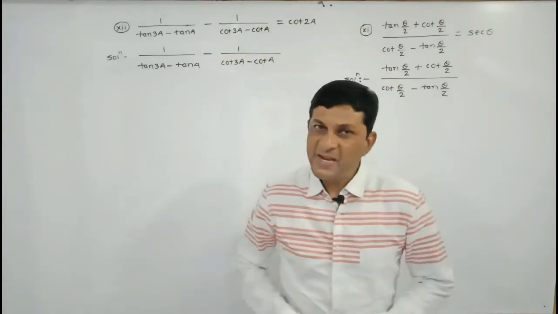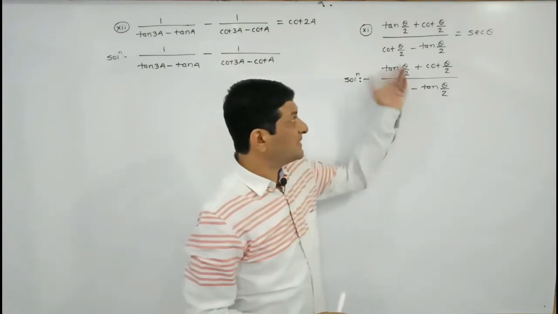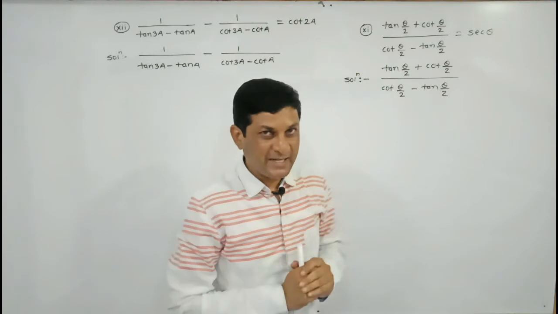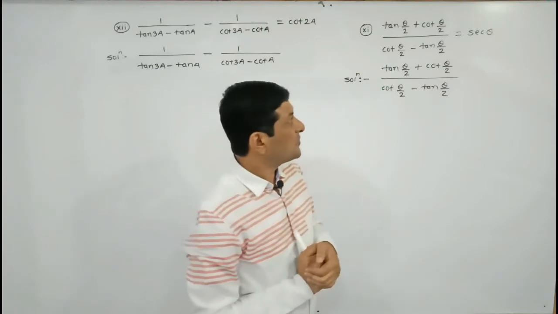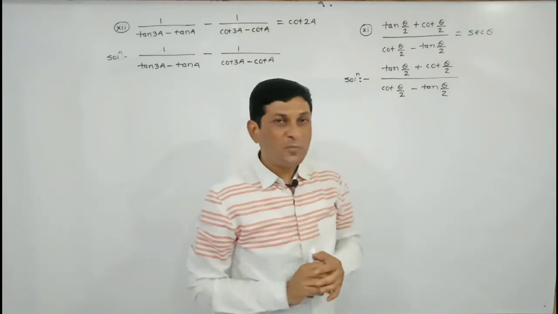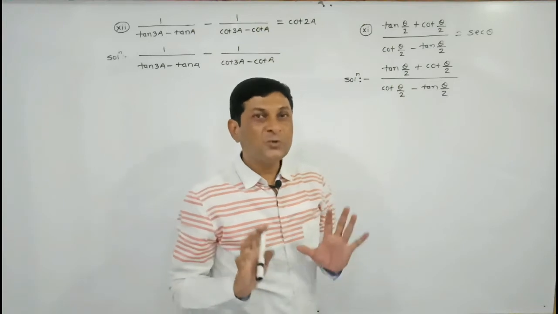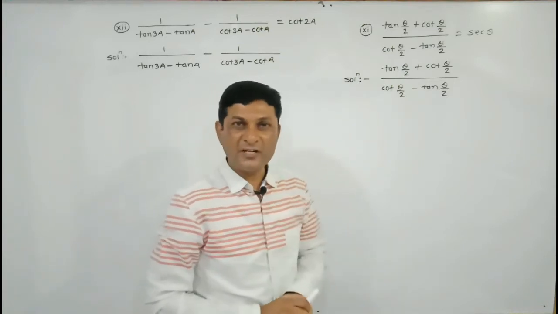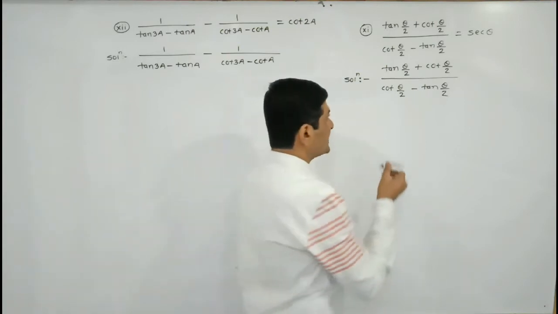Now see example number 11. In this case, consider the left hand side, and simplifying it we will require sec theta. So let us simplify it. If you observe this expression, it is in terms of tan and cot. To simplify it easily, we are converting tan and cot in terms of sin and cos, and later on we will simplify it.